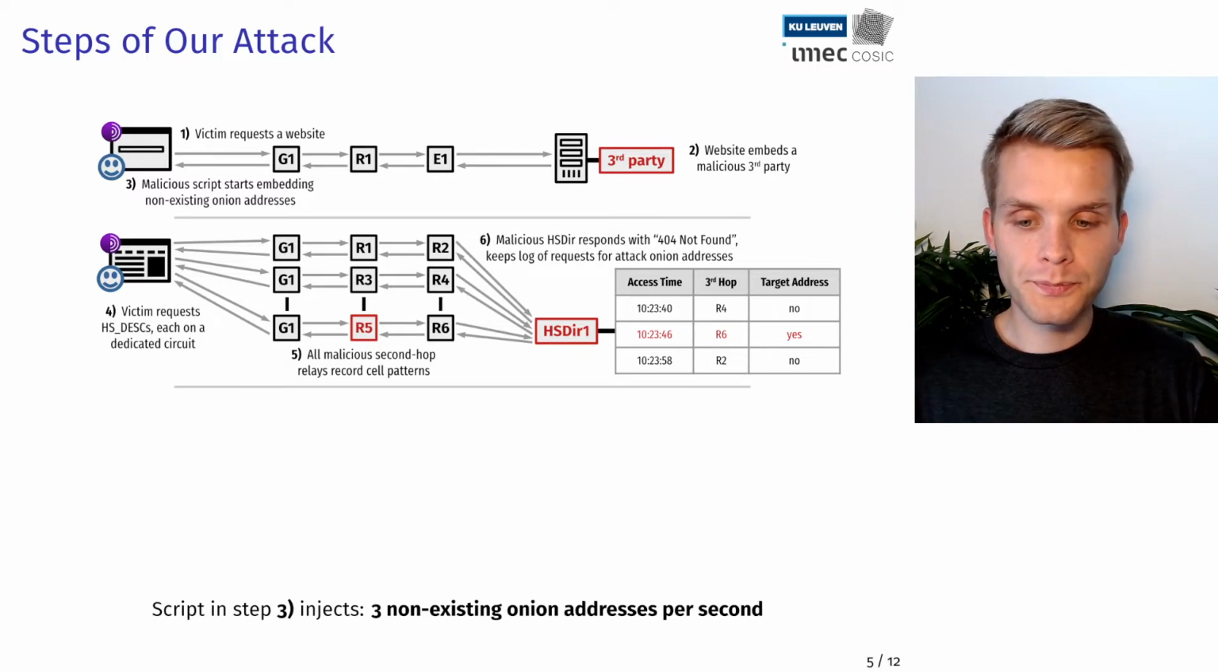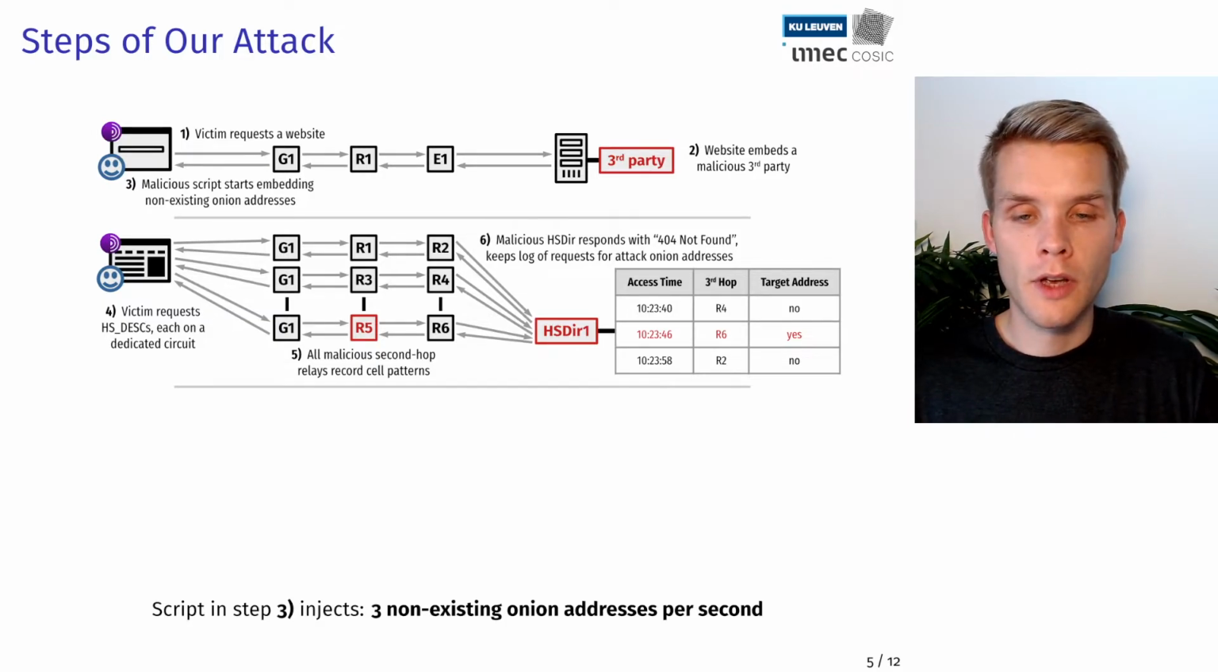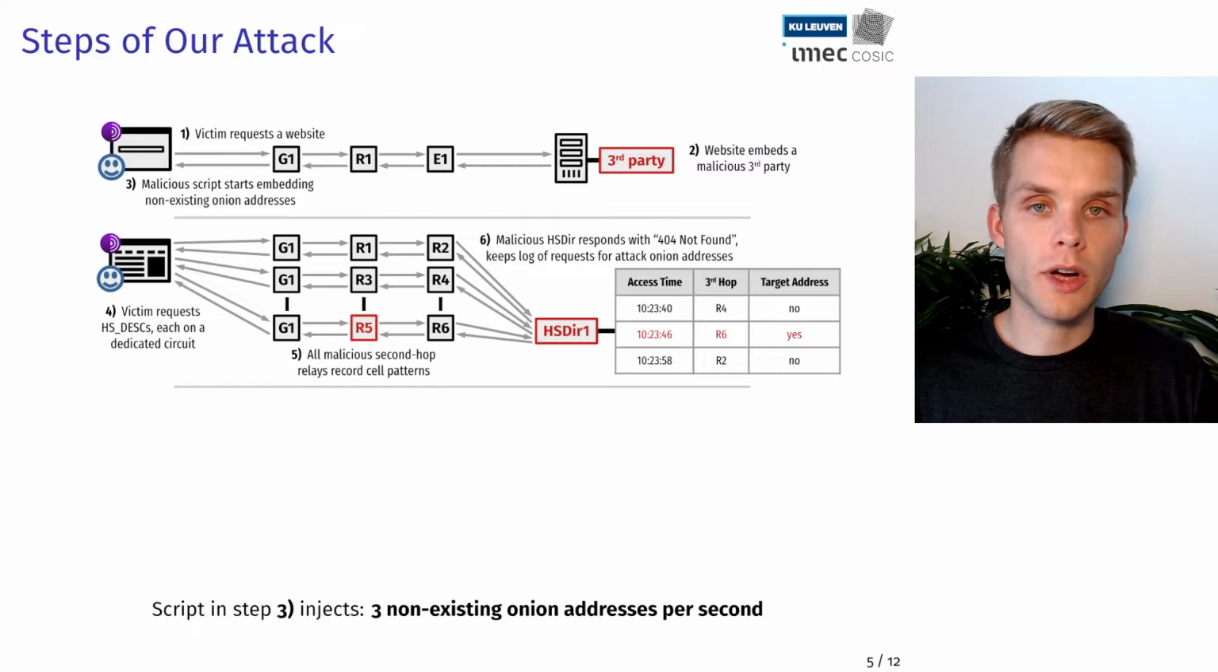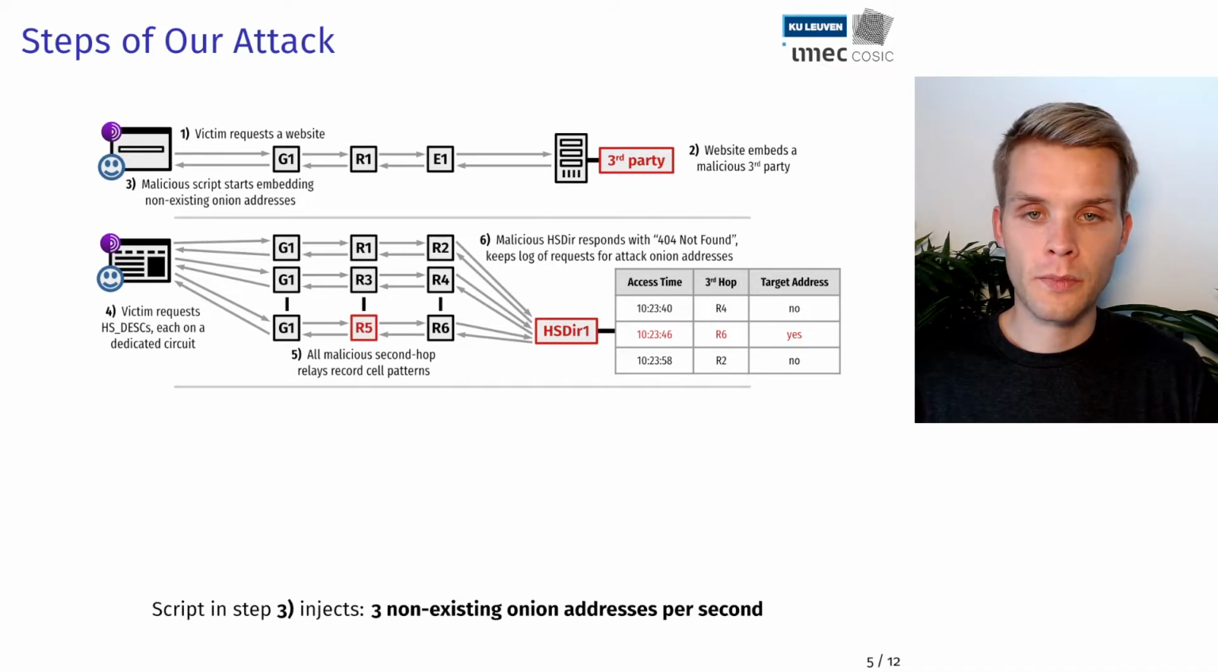The adversary keeps track of any of the cell patterns of the lookups that it sees, and also whether, for example, at the hidden service directory position, the request was for a target address or not. Crucially though, in step 6, you can see that the adversary always responds according to protocol, so does not mess with the lookup. So it will respond with 404 not found to any of the requests that it does not know the descriptors for, including the attack addresses.